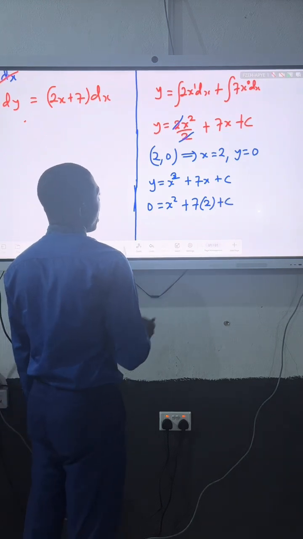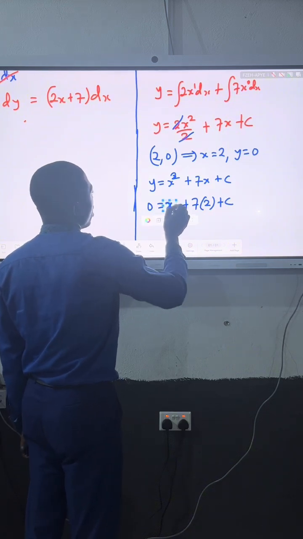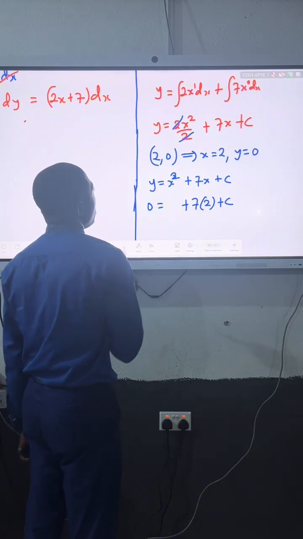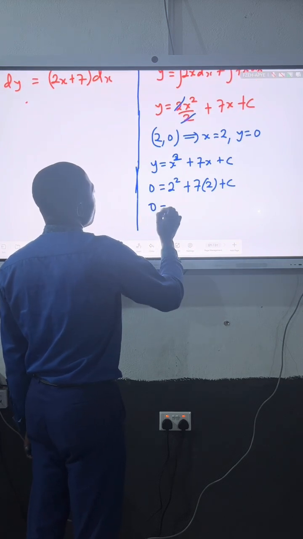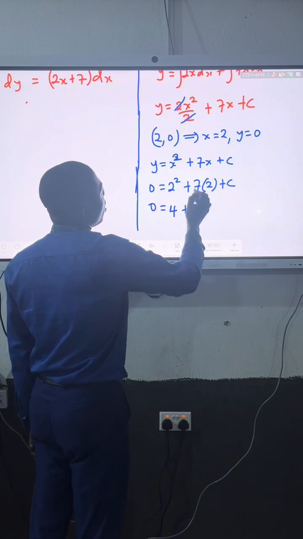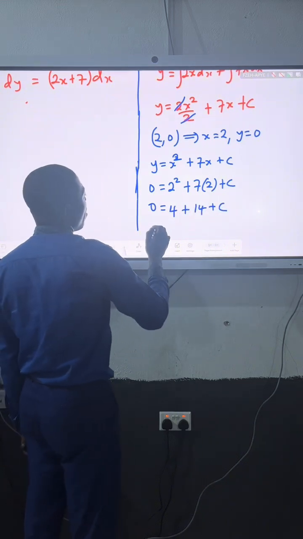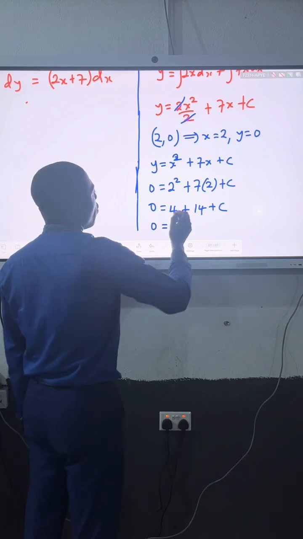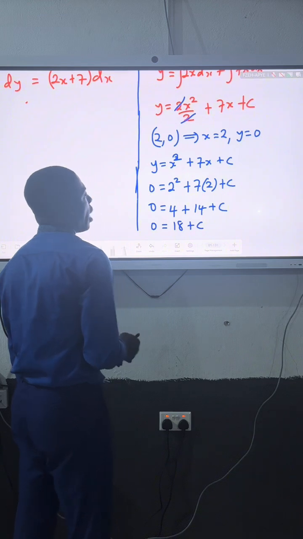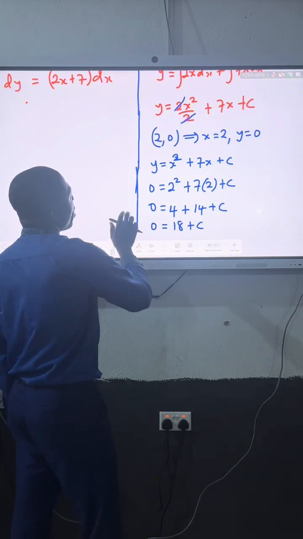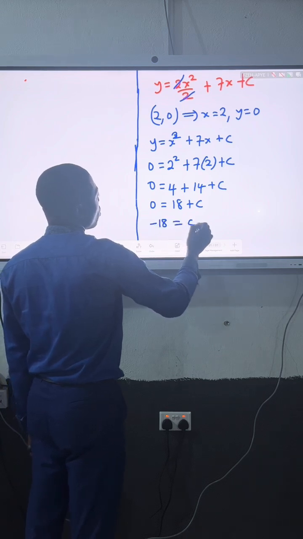Sorry, I omitted something here. We're replacing x with 2, so here with 2 squared. So over here we have 0 equals 2 squared, which is 4, plus 7 times 2, which is 14, plus the constant c. If you add these together, you get 18 plus c. That means c, you bring 18 to the left hand side. We're going to have negative 18 equals c.